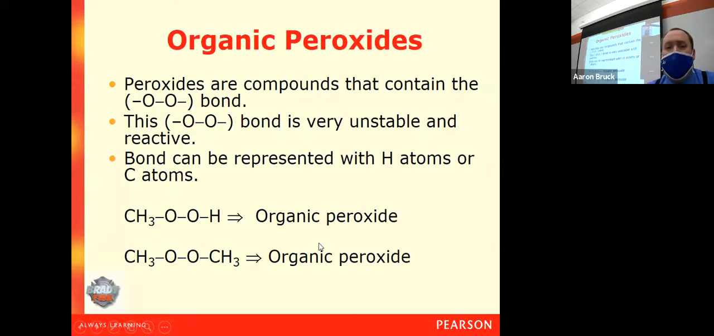Let's talk now about organic peroxides. Now, a peroxide in general is a compound that contains this particular oxygen to oxygen single bond. Now, we know from our discussions in chapters 4 and 5, oxygen likes to make double bonds with itself.